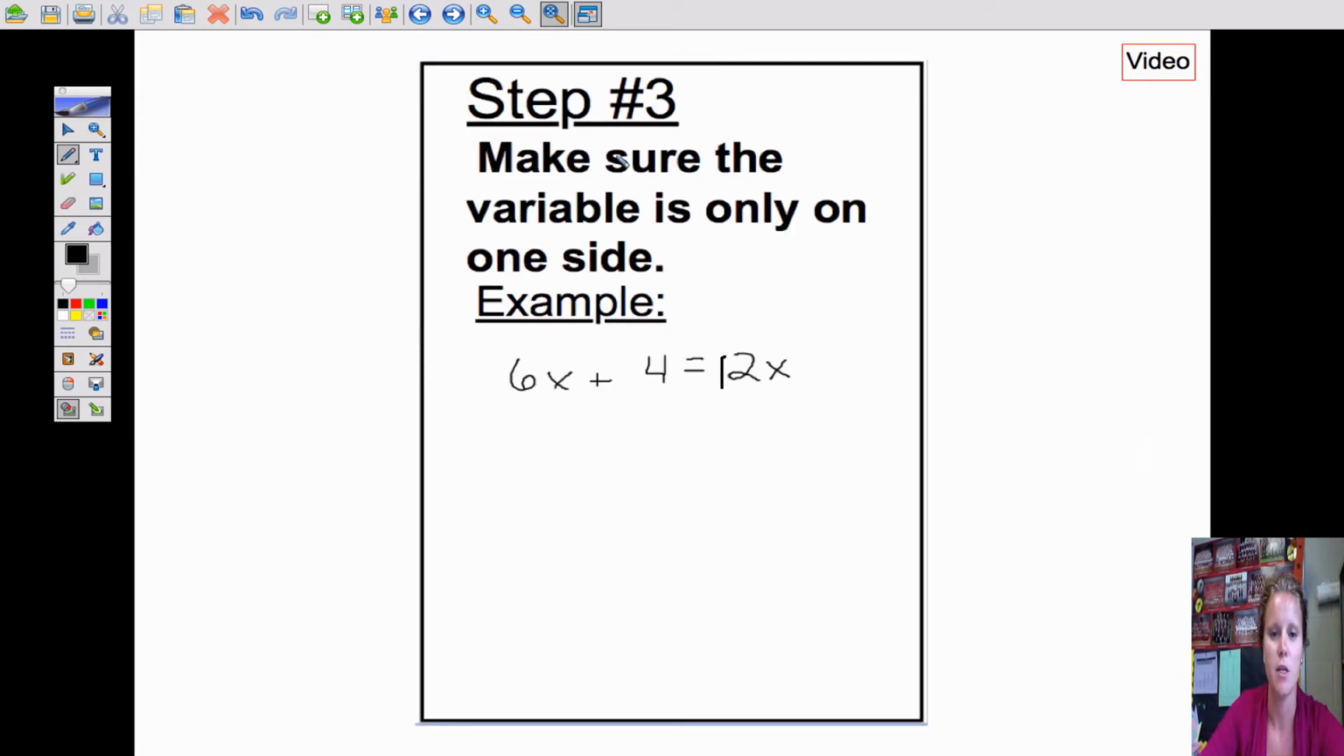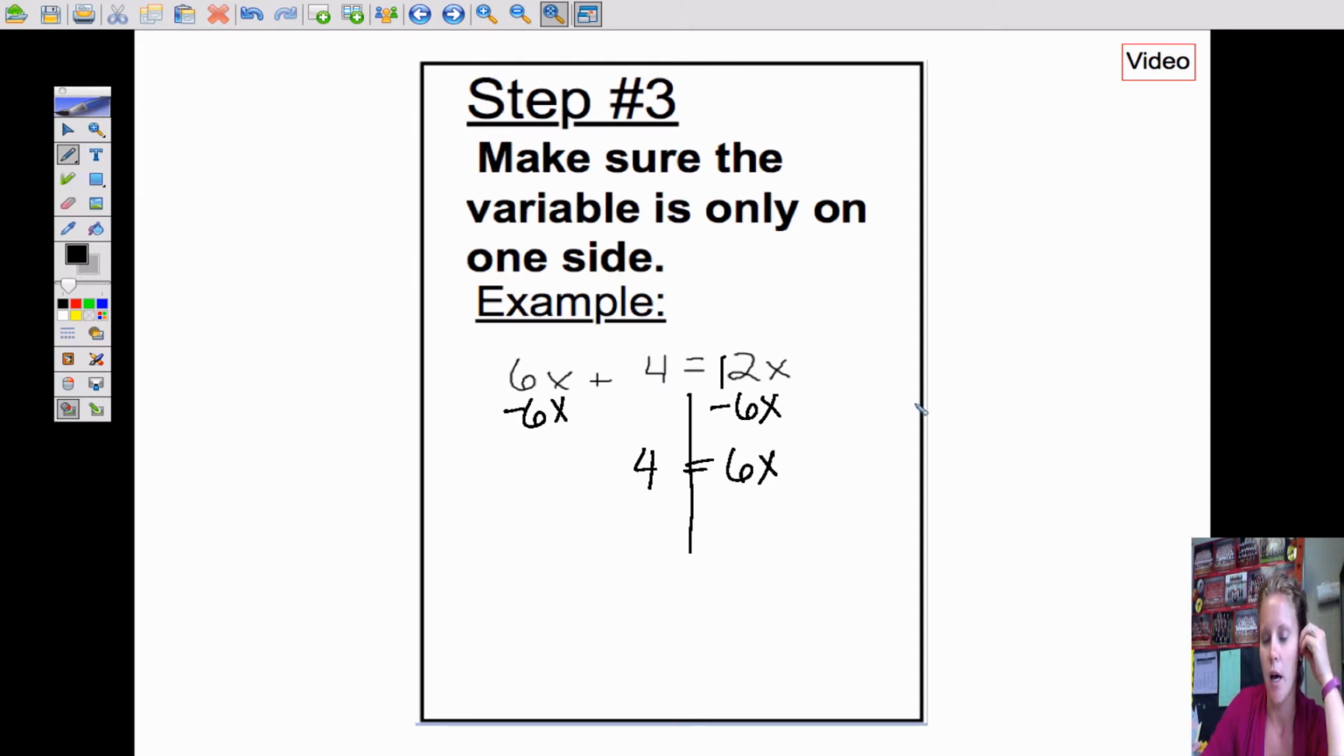Step 3 is to make sure the variable is only on one side. Okay, if we have a variable on both sides, we need to move one of them over, or move the other one onto the other side to be able to solve the problem. Okay, I like to draw a line down from my equal sign so I know where my equation balance is. The way we do this is we get rid of the smaller x. So if we have 6x plus 4 equals 12x, I'm going to get rid of the smaller x, so I'm going to subtract it from both sides. And then I have 4 is equal to 12x minus 6x, which is 6x.